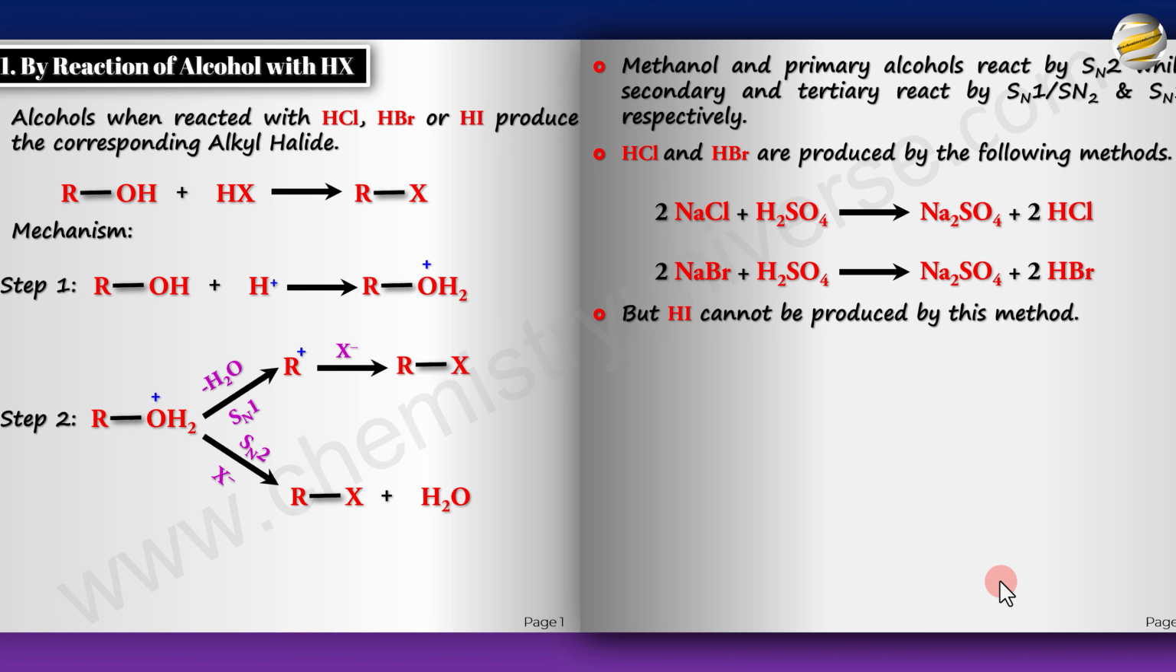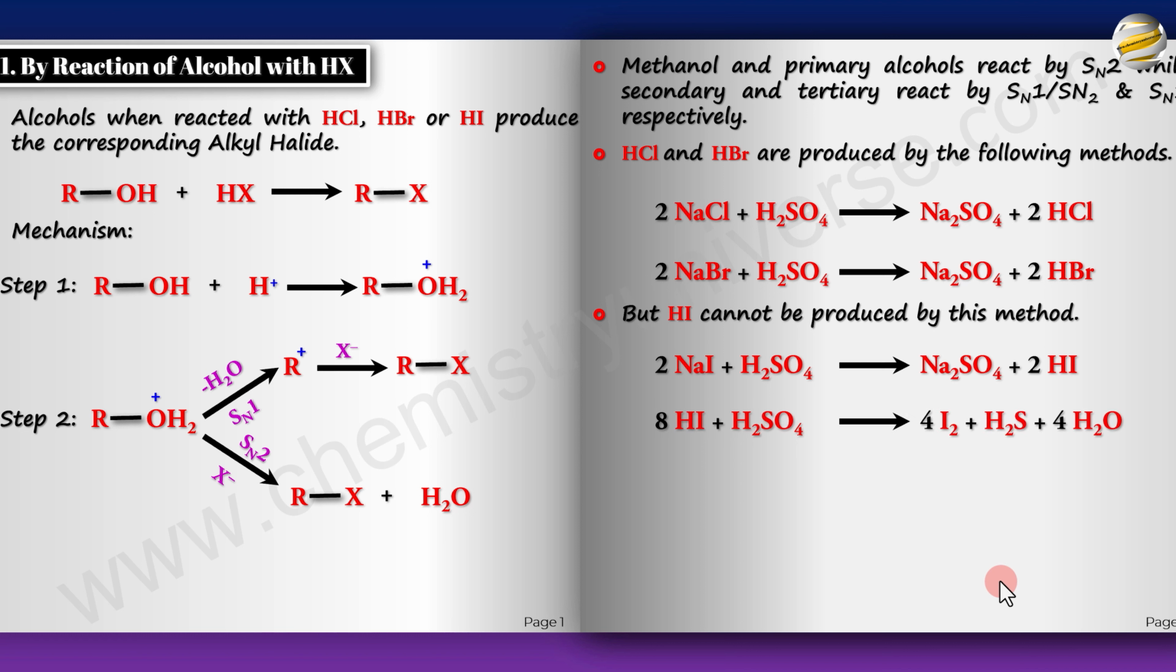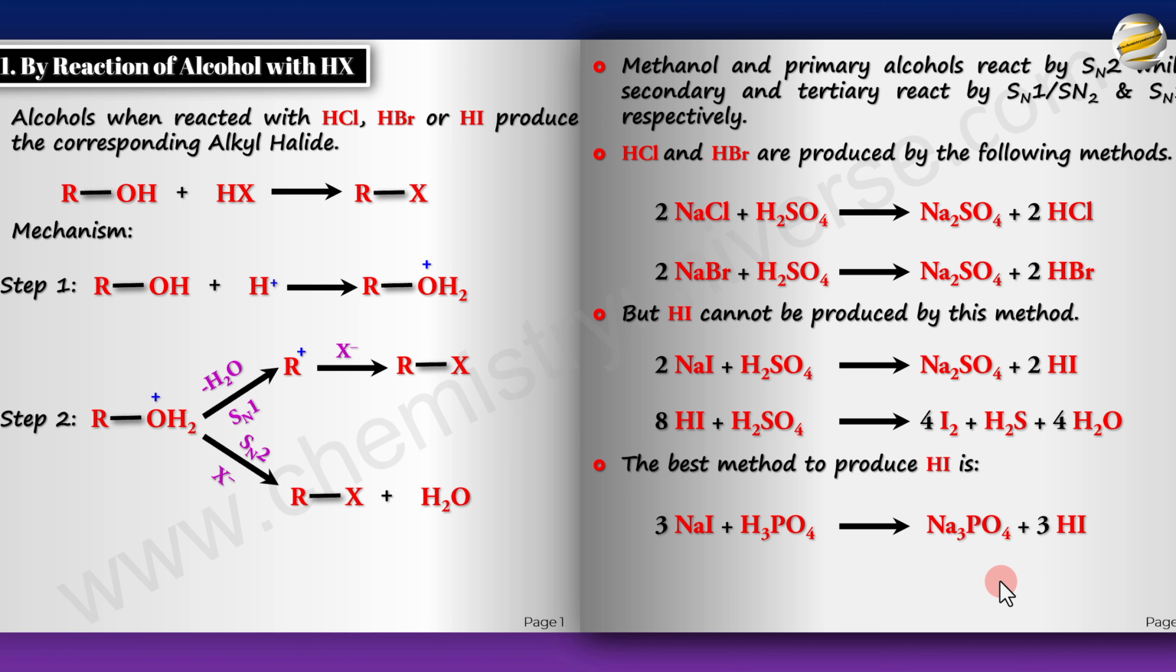The reason you can't is because though HI will get produced, the I minus is very easily oxidizable. And sulfuric acid is an oxidizing agent. So HI will react with sulfuric acid and get oxidized and end up becoming I2. So you won't get HI in a yield which can react further. So the best way to produce HI is by using H3PO4. You take NaI and H3PO4, and here you get HI and Na3PO4.